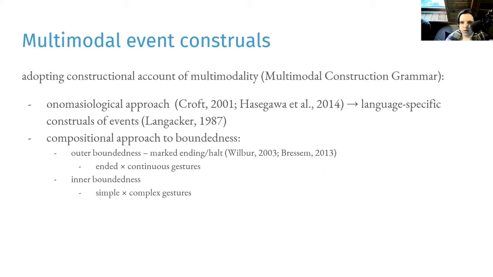To turn the model of aspectual types into a multimodal one, we adopted a constructional account of multimodality, which is often referred to as multimodal construction grammar. The core properties of our approach are the following. Given the fact that aspectual distinctions can be encoded via different formal means, as suggested by Martin Haspelmath and other functional typologists quite a long time ago now, we adopt an onomasiological approach to the phenomena studied here.